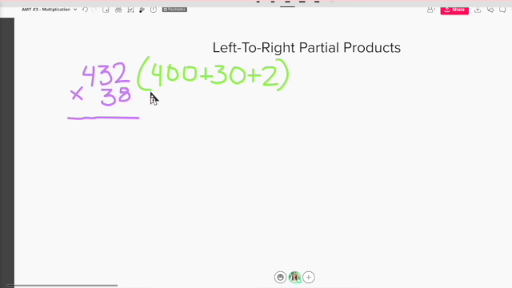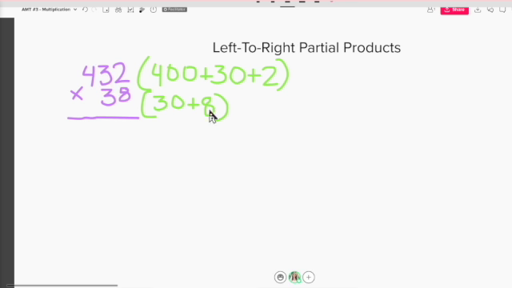Now we're going to move to the 38 and break this one down based on its place value. In the tens place, we have a 3, so we know that means it's 30. And in the ones place, we have 8, so we are going to write 8. Now that we have broken down each of these factors in the problem, we are going to use the distributive property to multiply each of these individual parts by each other. In doing that, we are able to get the full answer by adding all of the parts together at the end. So I'll show you how to do that.